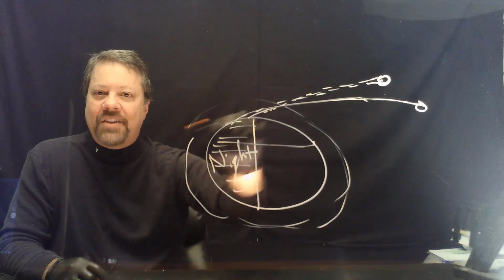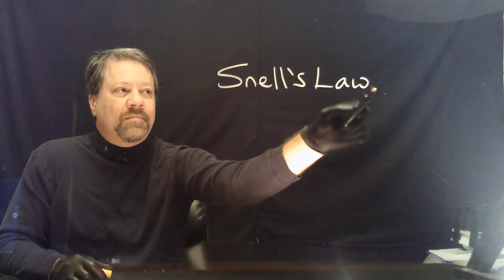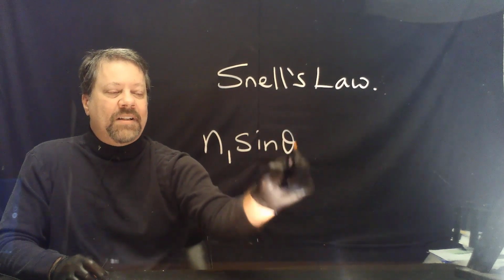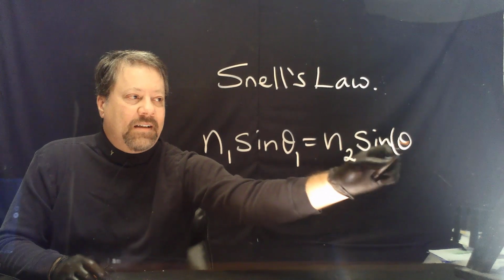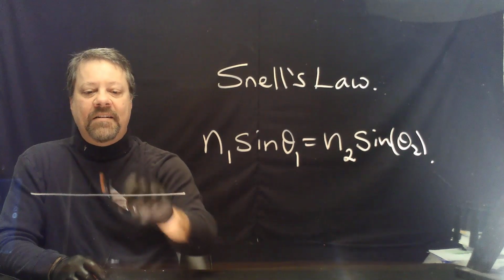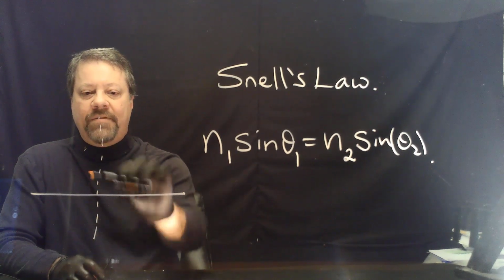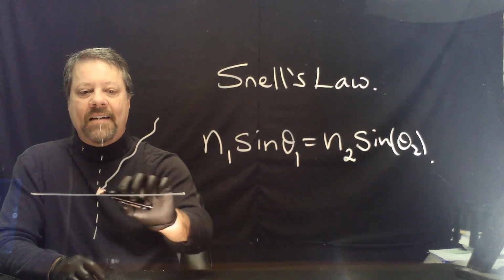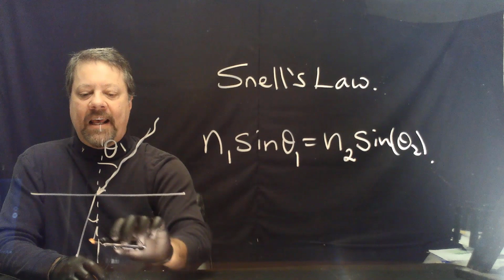Most high school students learn about something called Snell's law, whereby you have an index of refraction n1 times the sine of the angle of incidence is the index of refraction n2 times the sine of the angle of refraction. The idea here is this is kind of a boundary between two substances with different indices of refraction. You might have a light ray coming in, striking at some angle, theta 1, and then being refracted at a different angle, theta 2.